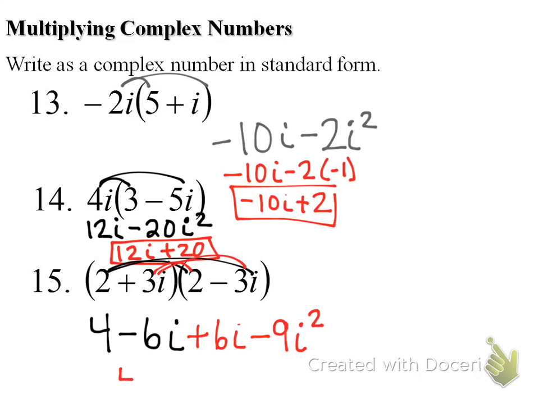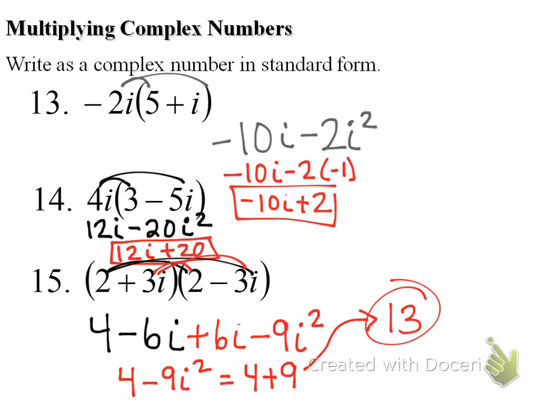What happens to that middle term? Very good. And then I have minus 9i squared. What is 9i squared? Yeah, which is what? So this is actually 4 plus 9. 13. Good. So yeah, sometimes all the i's cancel out and you're left with just a regular real number. Pretty cool. Questions on this?